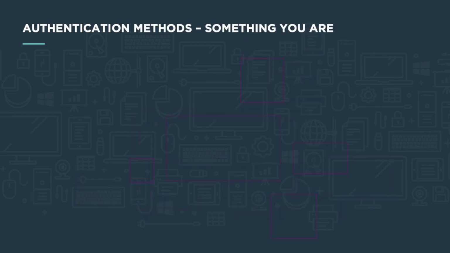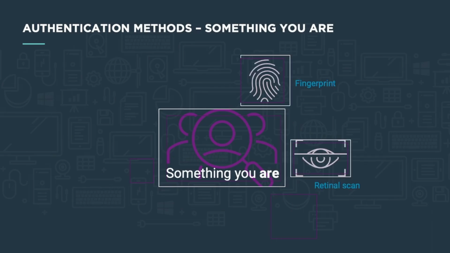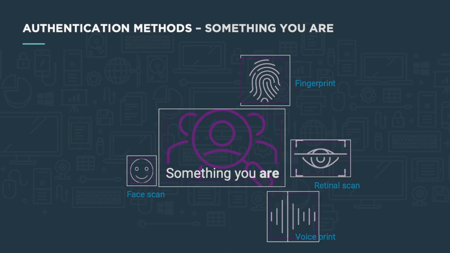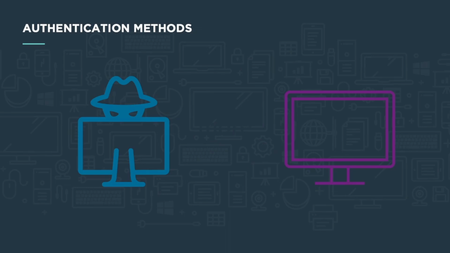The third factor, something you are, refers to physiological attribute biometrics. Your fingerprint, retinal scan, vein scan, face scan, or voice print will prove that you are who you say you are. On their own, some of these authentication methods could be easily compromised. A password can be written down, guessed, or shared. A smart card can be lost or stolen.